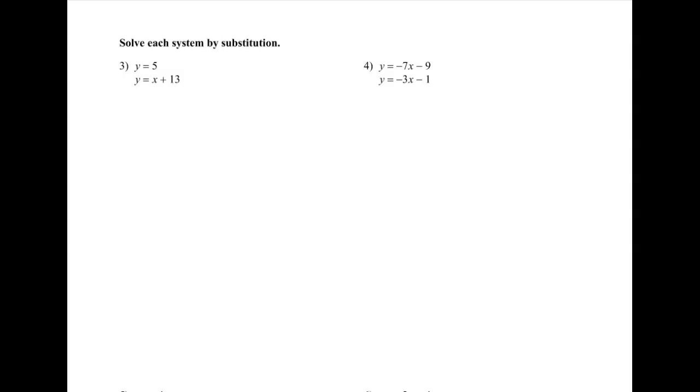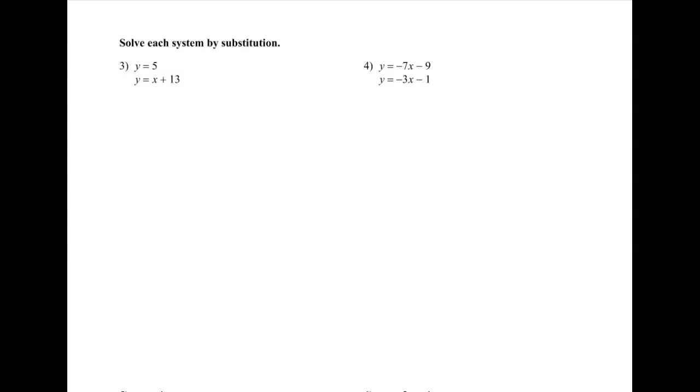Hello, and welcome to this algebra lesson on solving a system of linear equations by substitution. When we have a system of linear equations, it means we have linear equations and we have more than one of them that we want to have true at the same time.